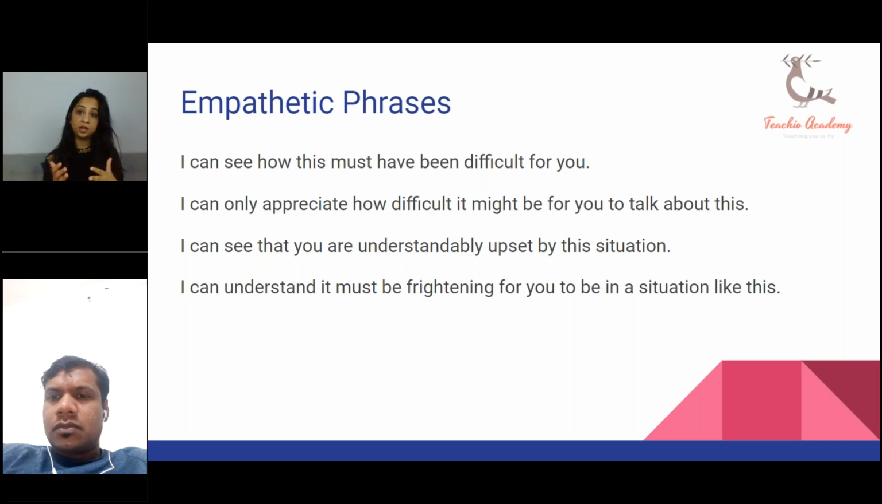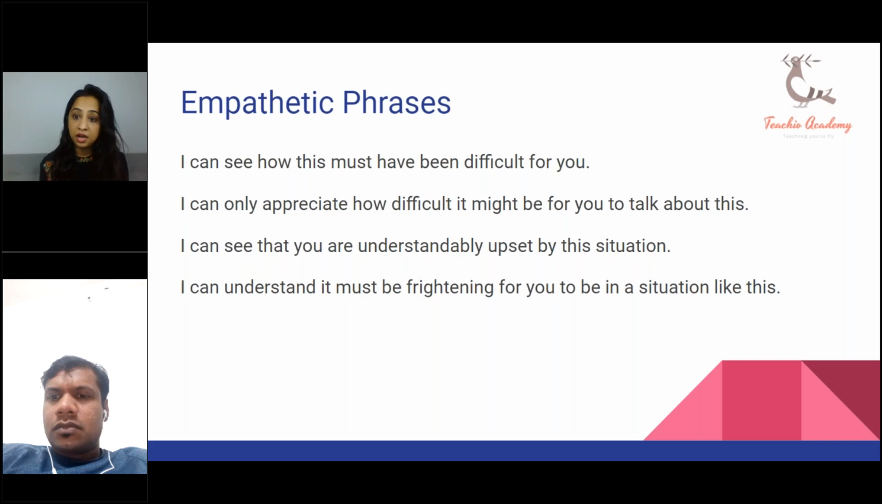I'll just try and ask your opinion now. What do you think? Will a doctor or a nurse who says I'm sorry 1,000 times be better, or someone who uses these phrases? Who do you think is a better doctor or a nurse? So just type in yes if you feel like these empathetic phrases are better than someone who says I'm sorry again and again.